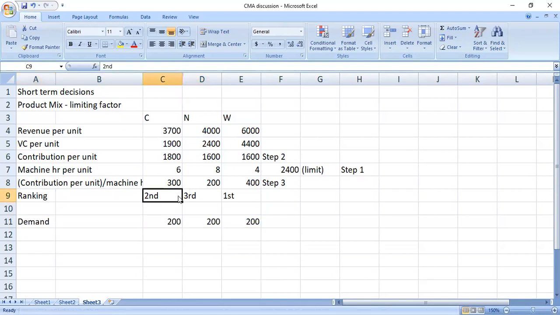Based on the rankings, it's what we're going to officially base on to produce. You keep producing your products based on their demands, of course, because once they meet demand, you don't want to produce more than what you have.